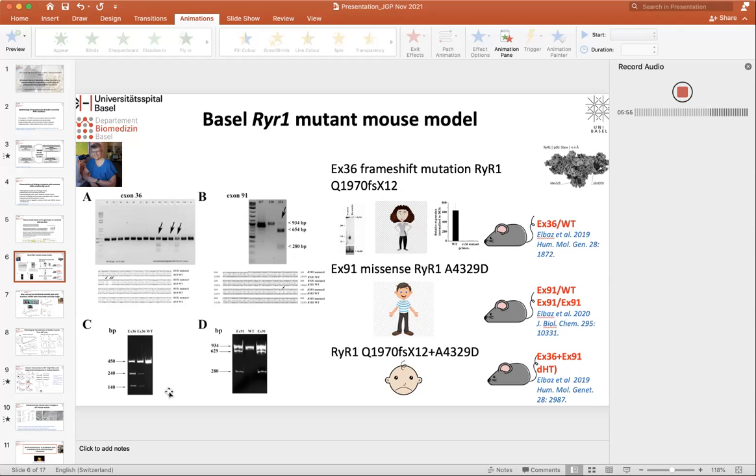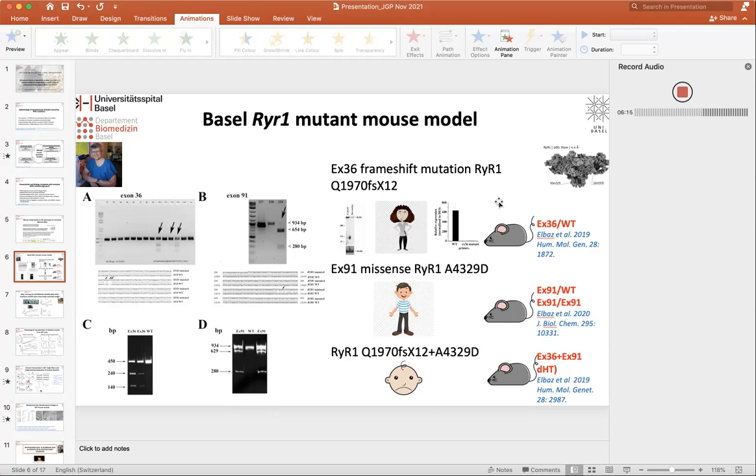On the bottom panels, it shows the PCR-amplified genomic DNA that was used for genotyping. This is from exon 36 and exon 91, and he inserted a PvuII site so we can easily identify the wild type or the mutant mice.